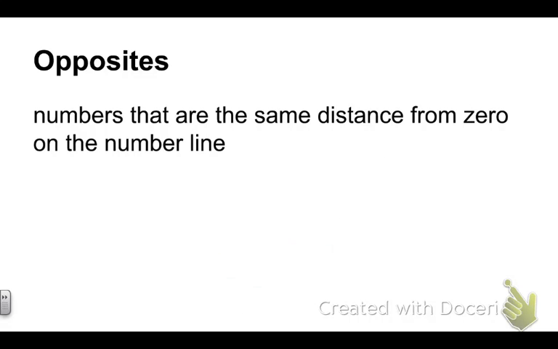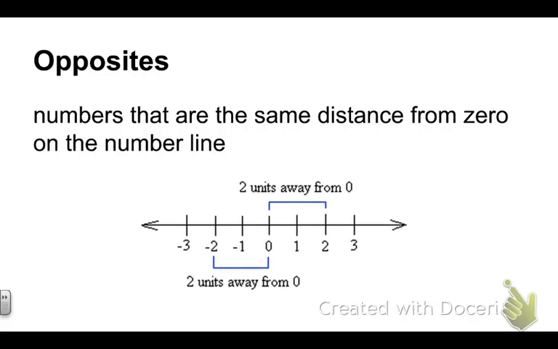Opposites. Numbers are opposites when they are the same distance from 0 on the number line. So for example, 2 has the opposite number, -2. They are both 2 steps away, or 2 units away, from 0. We are not talking negative steps. We're just saying it is physically 2 steps away. No matter what direction you go, 2 units away, they are opposites.